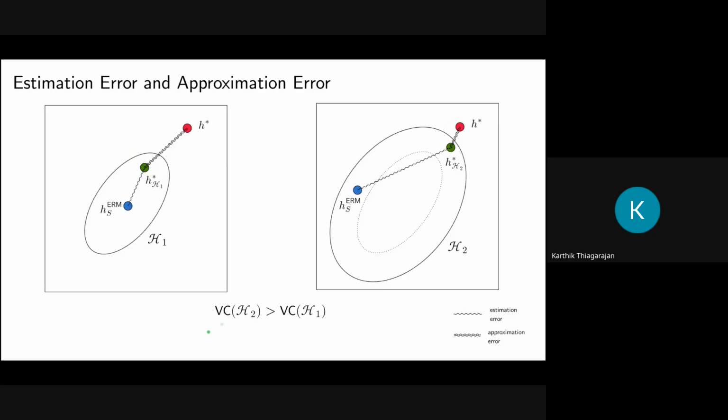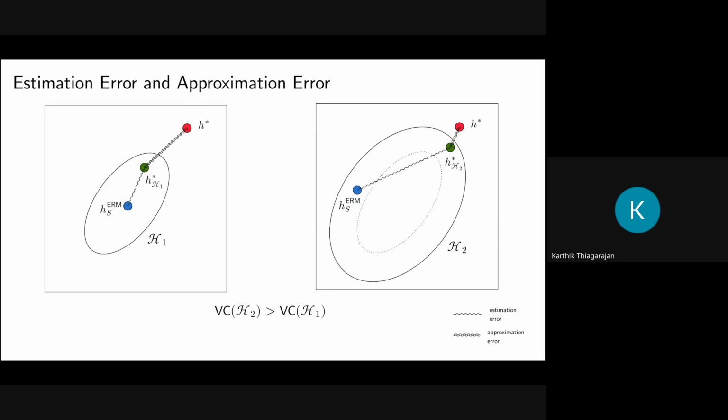That capacity is captured by the VC dimension. So H2 has a larger VC dimension than H1, and in fact H1 is contained in H2, because a 2-layer network is a sub-network. It is also contained in a 4-layer network, right? If you set the last two layers to identity weights or unit weights, then you can recover this 2-layer network. So this is strictly contained inside the bigger classifier, the bigger hypothesis class.